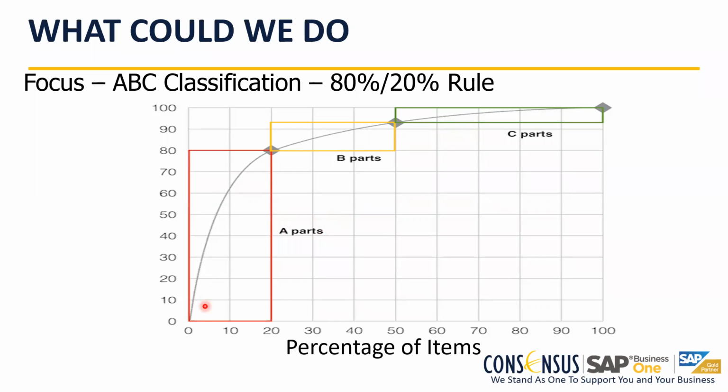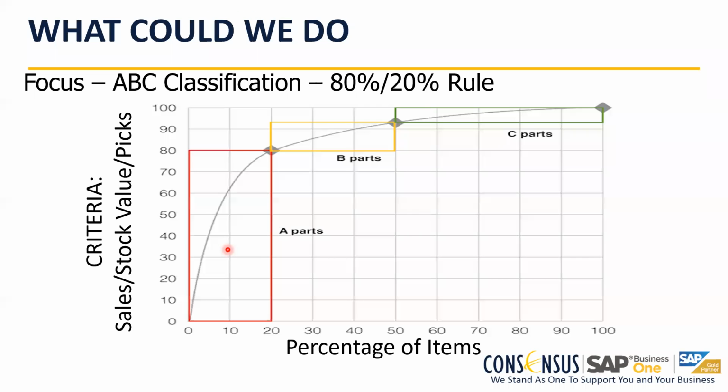But how do you classify the items in A, B, and C? There are 3 ways that we suggest you classify the items in inventory. And again, all this is not related to SAP. These are concepts that we need to manage. So let me move to the next slide and explain what those ABC classifications are that I can pretty quickly implement. So the first one I have is sales.